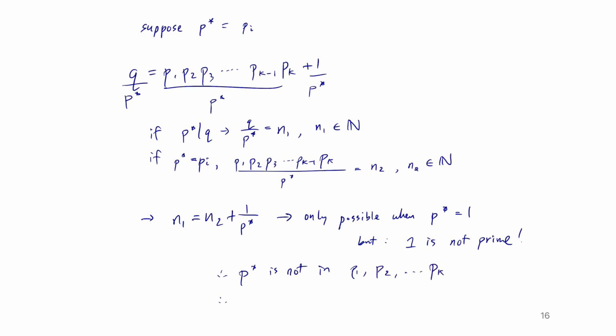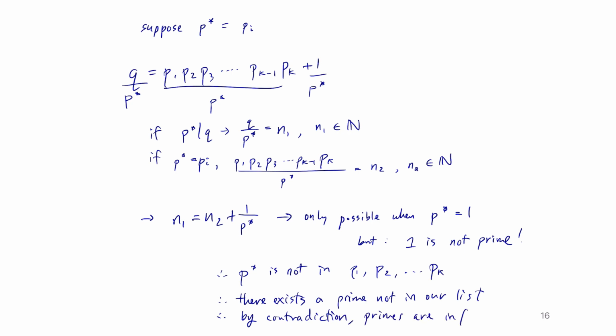And then we can say, therefore, there exists a prime not in our list. Therefore, by contradiction, primes are infinite.